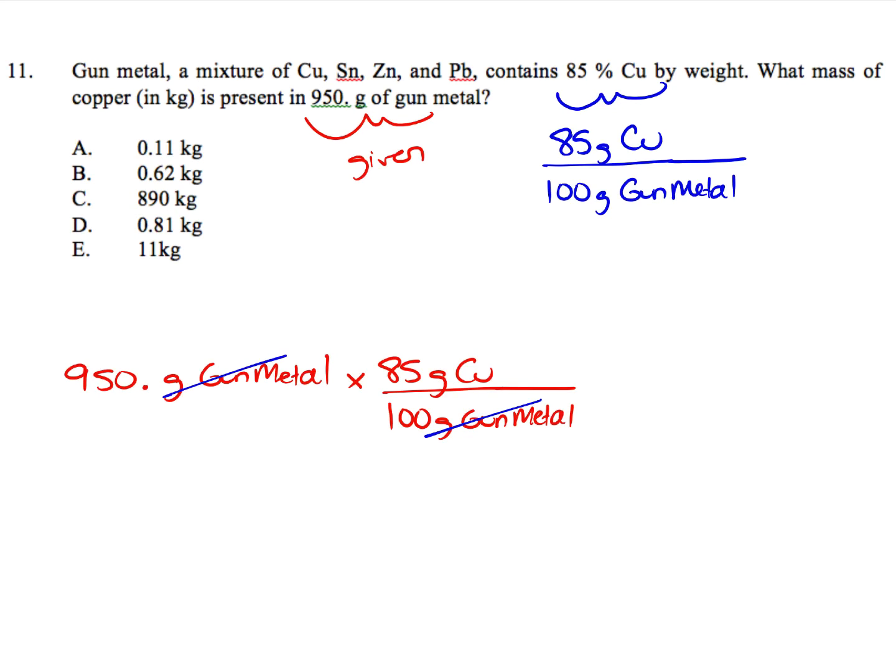Okay, from there, though, the question wants the answer in kilograms of copper, not grams. So we need one more conversion. We want kilograms on top. For every 1 kilogram, that is equivalent to 1,000 grams. And that's an exact conversion there. So what we're left with is kilograms of copper once you multiply that out.